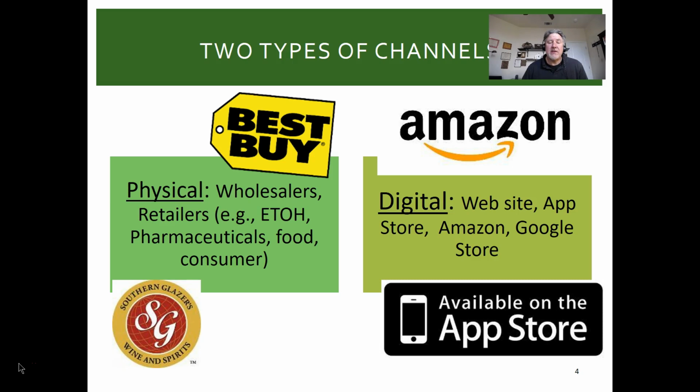But then you can have digital channels. Amazon has played a major role as a digital channel intermediary, and also the App Store, and then there is a Google Store. But also you can have your individual website if you own a business, and that can be a channel for delivering. We see that routinely with software and software products.